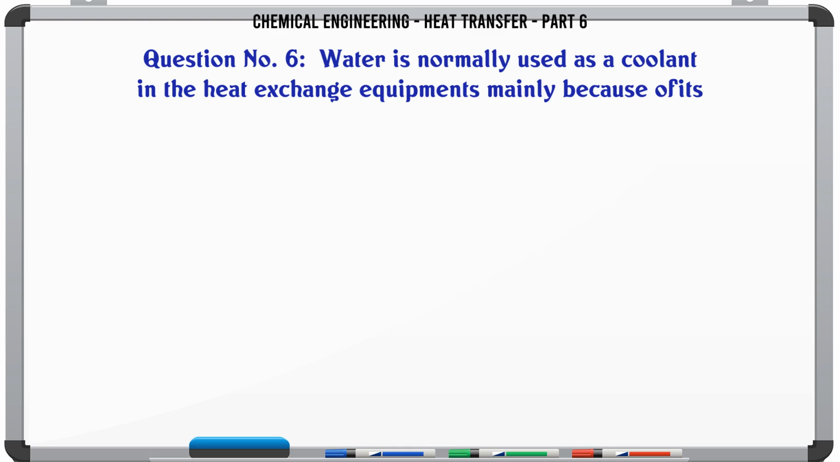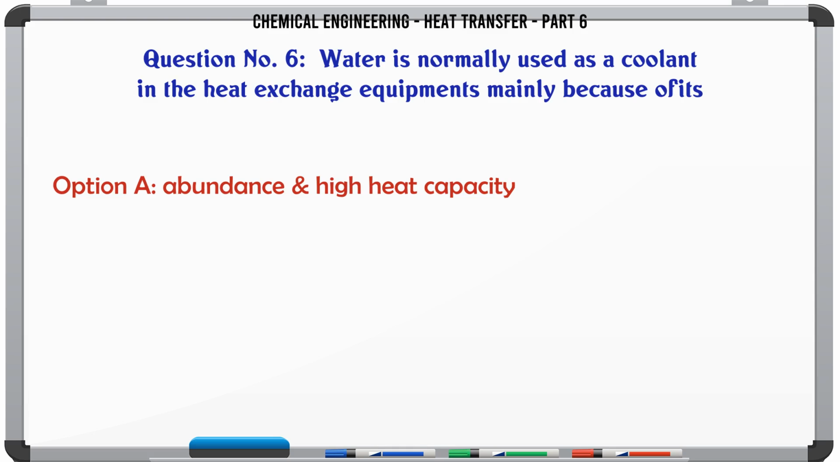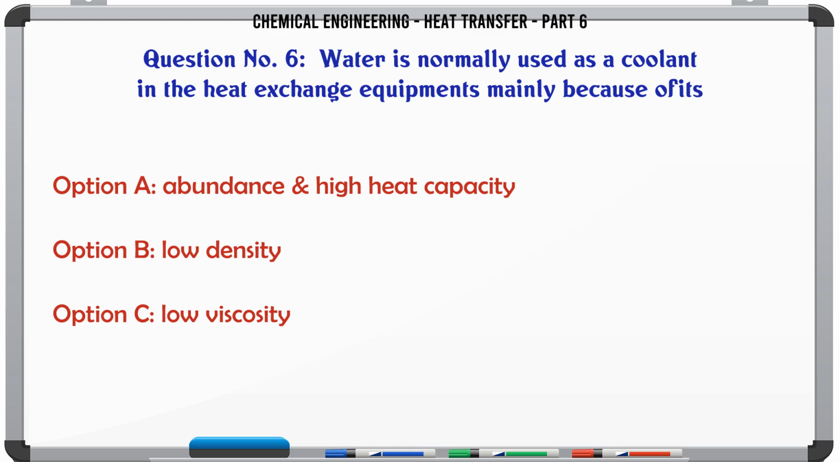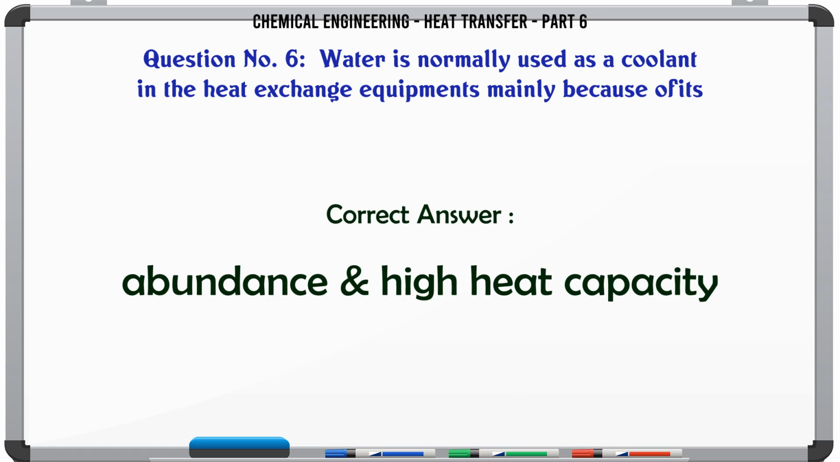Water is normally used as a coolant in the heat exchange equipments mainly because of its A. Abundance, high heat capacity. B. Low density. C. Low viscosity. D. High fluidity. The correct answer is abundance, high heat capacity.